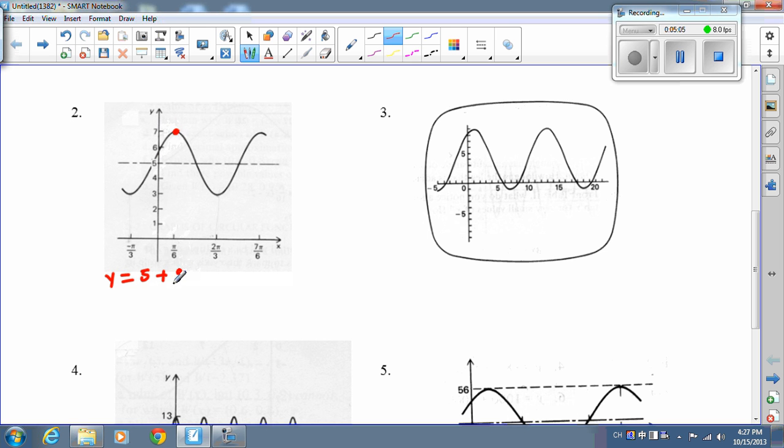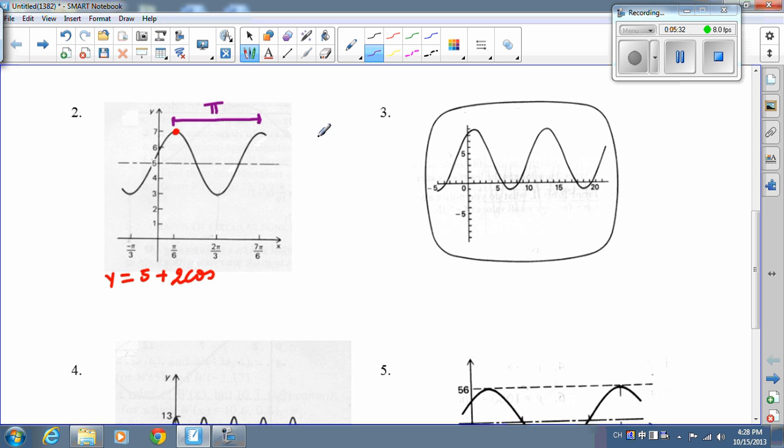So my amplitude is 2. We're working with cosine here. I will need to find my b. I need to first find the period, which is from top to top, and that period is from pi to 7 pi over 6. And if you're trying to find the distance from pi to 7 pi over 6, you travel 6 pi over 6, which is actually pi.